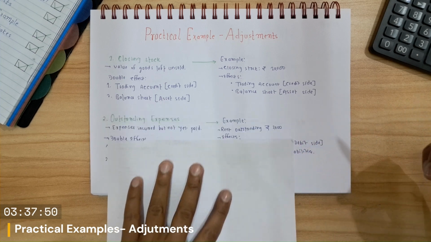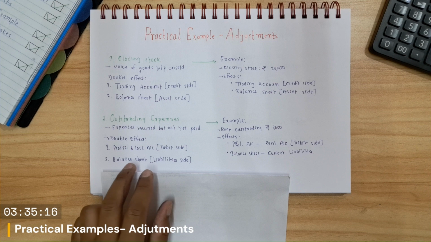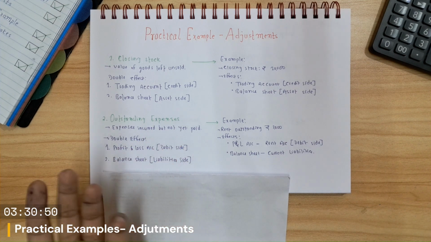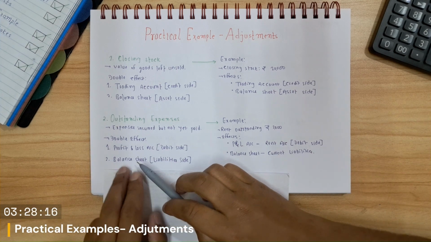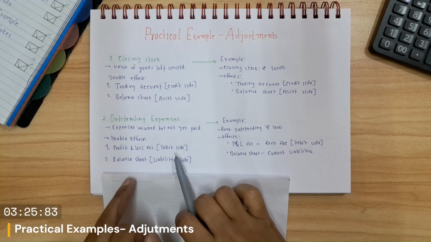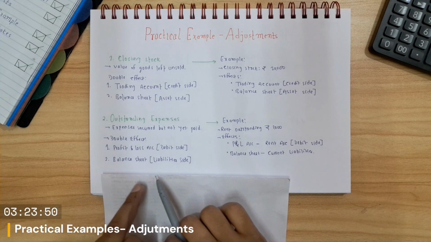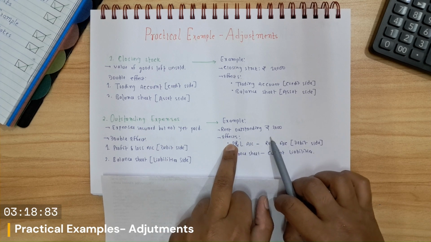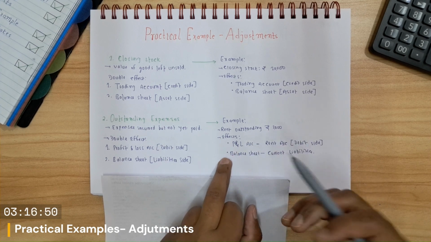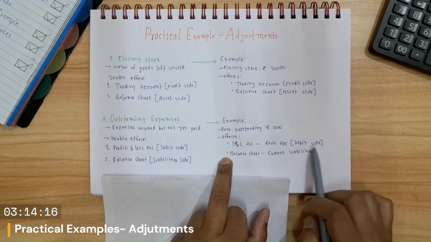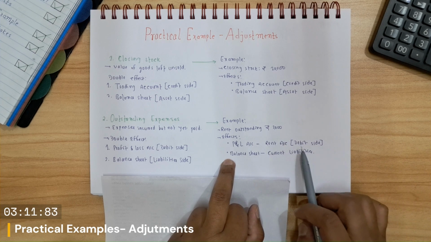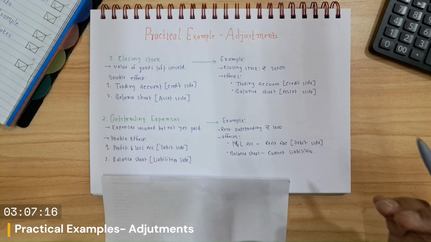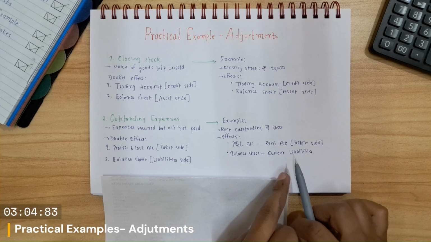Next, outstanding expenses: the expenses incurred but not yet paid. The double effect: add to the related expense in the P&L account, debit side, and also show under liabilities in the balance sheet. Example: rent outstanding rupees 2000. Add to the rent account in the P&L account, which is an expense, that's why debit side, and show 2000 on the balance sheet in liabilities.